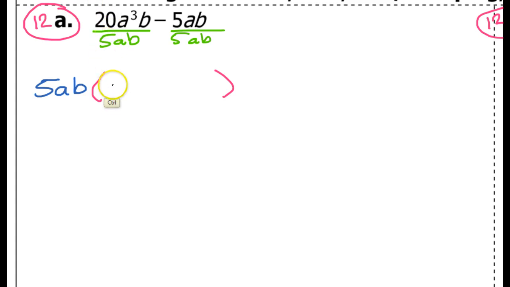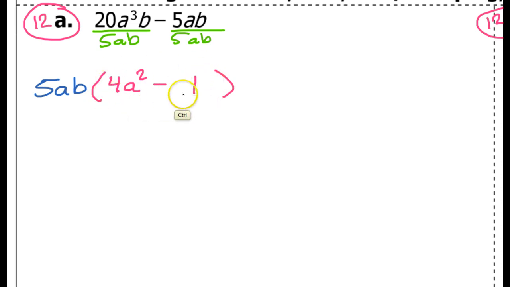So let's see, 20 divided by 5 is 4. A to the third divided by a is a squared. And the b's cancel out. And then minus. Look, everything cancels out, but it's not going to just be nothing. Something divided by itself is 1, so this is going to be a 1. Now the question is, am I done? Well, look at the parentheses. Can this be factored further?